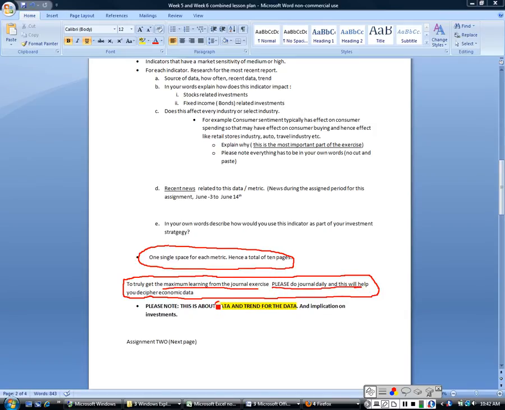And again, remember, this is about data and the trend for the data, and not about just a news item. What you want to do is pick the metric that you think is important. Obviously, it has to be sensitive to the investments, high sensitivity, or at least no lower than medium.